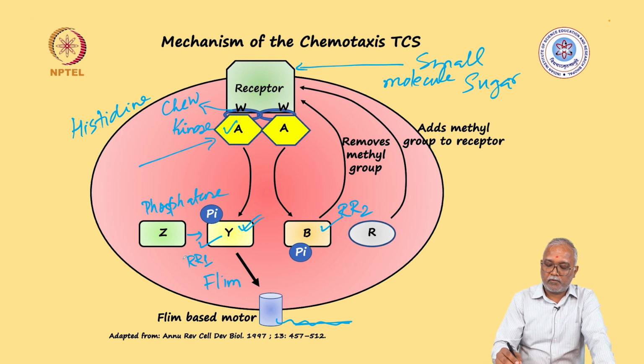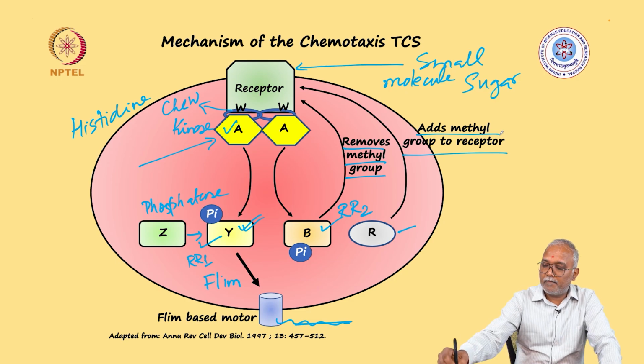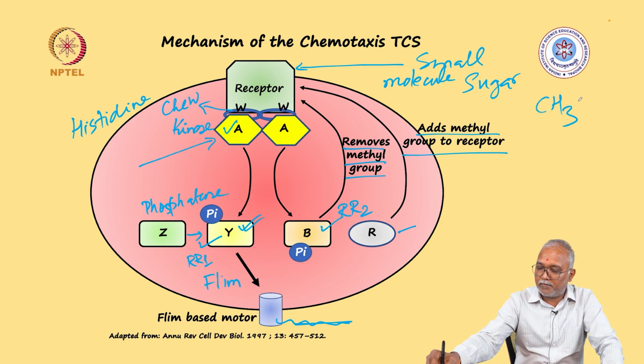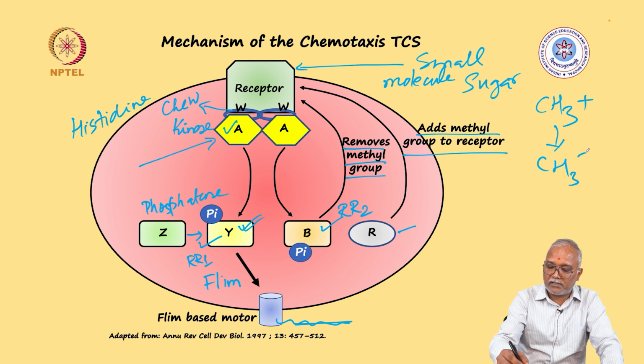The other system works through Che-B. When the phosphotransfer happens to the Che-B, this is activated, and what it does is that it removes the methyl group. In addition, this Che-R, which is here, adds the methyl group to the receptor. So the dynamics of methylation, methyl plus versus methyl minus, where this methylation is happening, it's on the receptor.